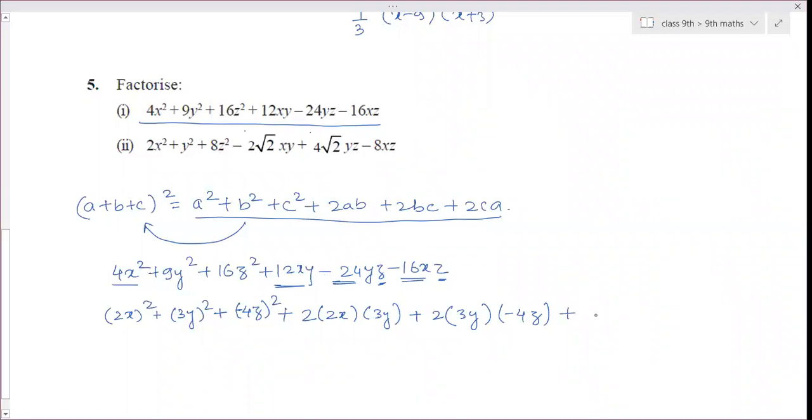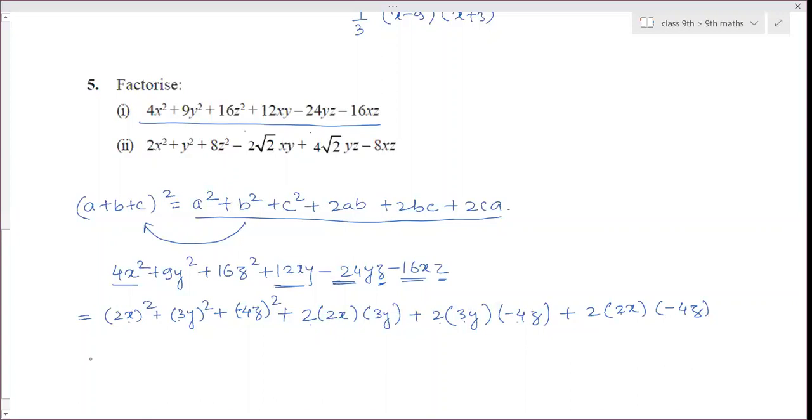Now again 2ac. 2a is 2x and c is minus 4z. So 2 2s are 4, 4 4s are 16 and minus 16xz. We have it? Yes, it is minus 16xz. So we have written the same equation in the form a square plus b square plus c square plus 2ab plus 2bc plus 2ca.